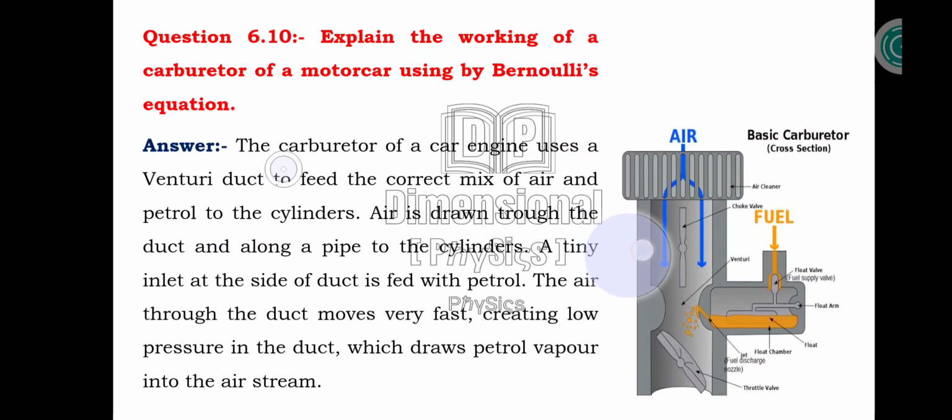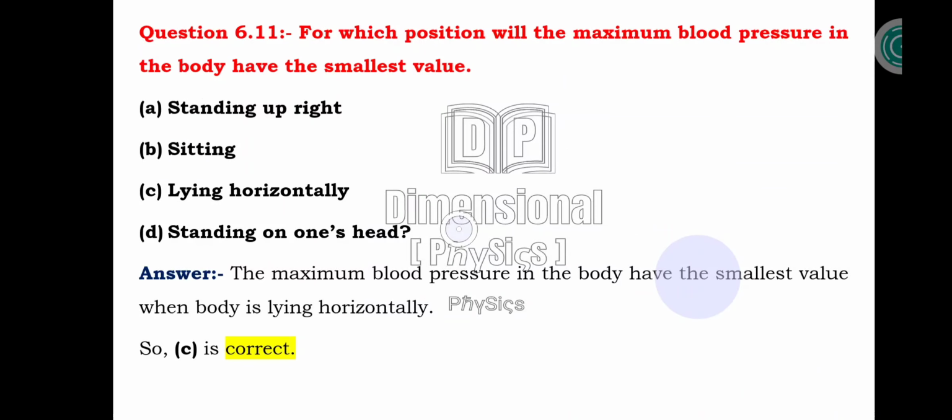So see, the carburetor of a car engine uses a venturi duct to feed the correct mixture of air and petrol to the cylinders. Air is drawn through the duct and along a pipe to the cylinder. A tiny inlet at the side of the duct is filled with petrol. The air through the duct moves very fast, creating low pressure in the duct, which draws petrol vapors into the air stream. So this works on Bernoulli's principle.